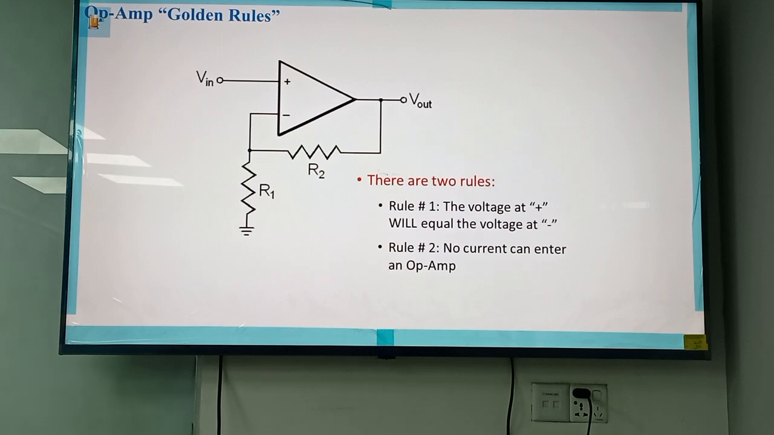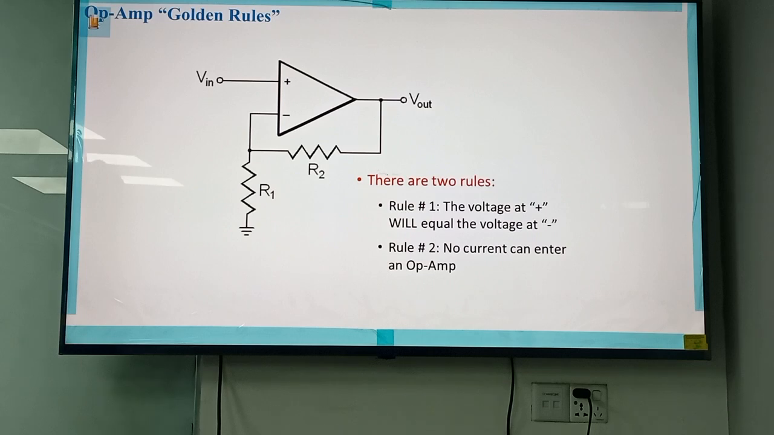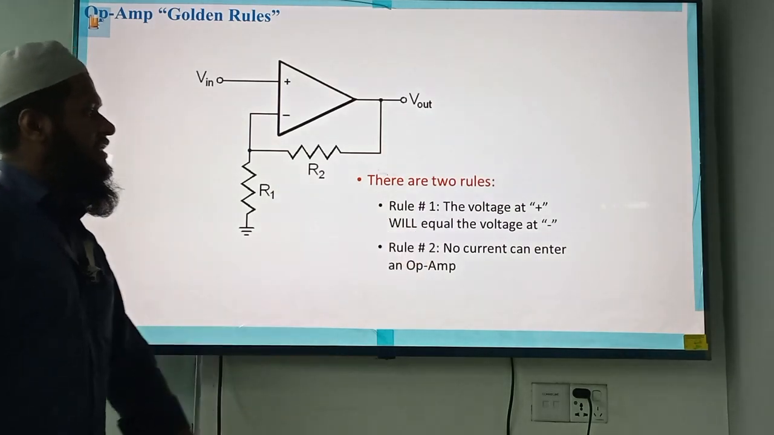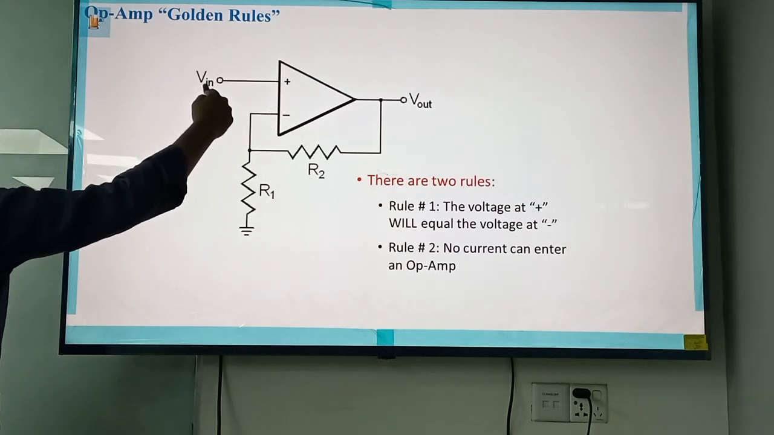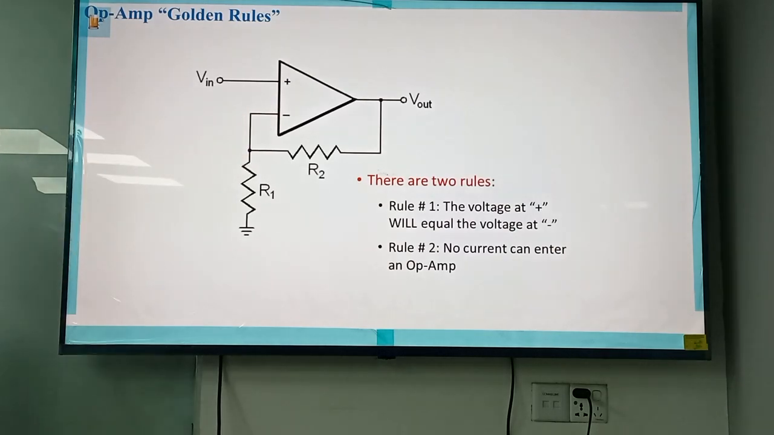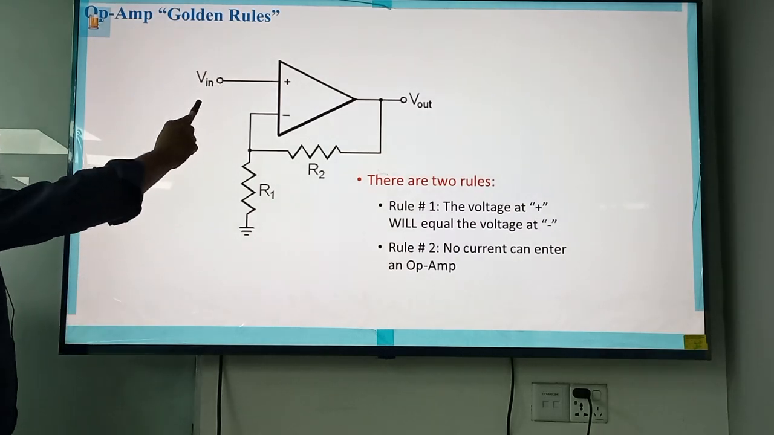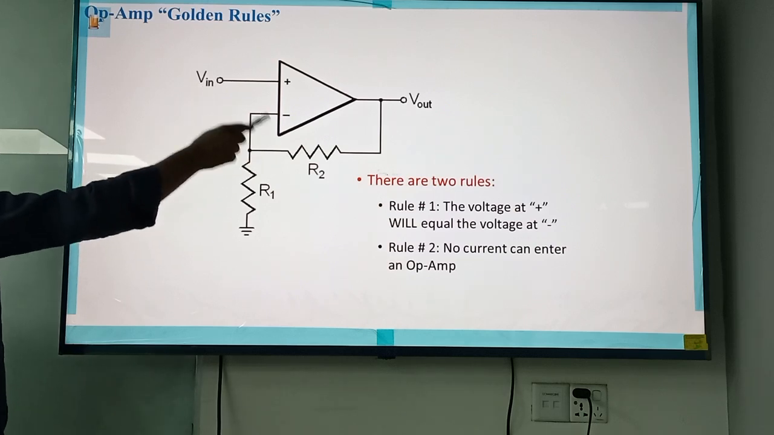So what are the golden rules? Okay, there are two golden rules. I discussed this before, but here I will discuss it very briefly. Rule number one: the voltages at plus and minus are equal to each other, right? For example, the voltage at plus is equal to the voltage at minus. That means the voltage of one terminal is equal to the other. Okay, so if you can find the voltage of the positive, non-inverting terminal, you can easily find the voltage of the inverting terminal.